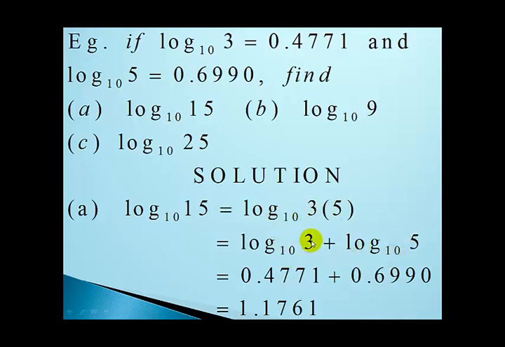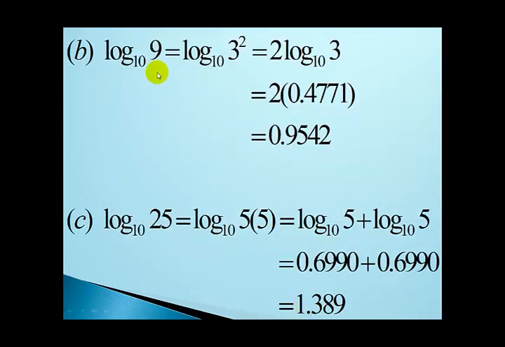Now log 3 to the base 10 from the question has been given to be 0.4771, and so we have 0.4771. And log 5 to the base 10 has been given to be 0.6990, and so we have 0.6990. Now 0.4771 plus 0.6990 is equal to 1.1761. This means that log 15 to the base 10 is equal to 1.1761. Now let's look at the solution in B.